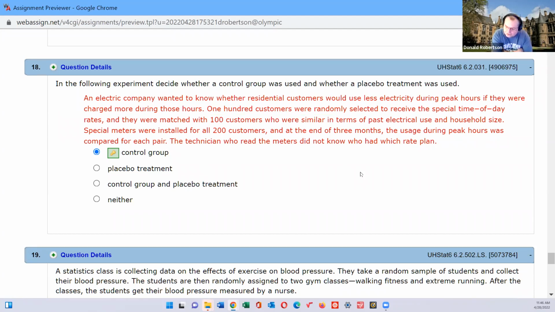And the control group was the 100 people who weren't told about the deal, right? They just used their electricity as always. And the other group, the experimental group, got it. Now, if they found out that when you do that deal, right, when you make that happen, people use off-peak electricity more, then that would be an incentive for them to do it, because electricity is expensive to produce, and it's much better if it's flat.